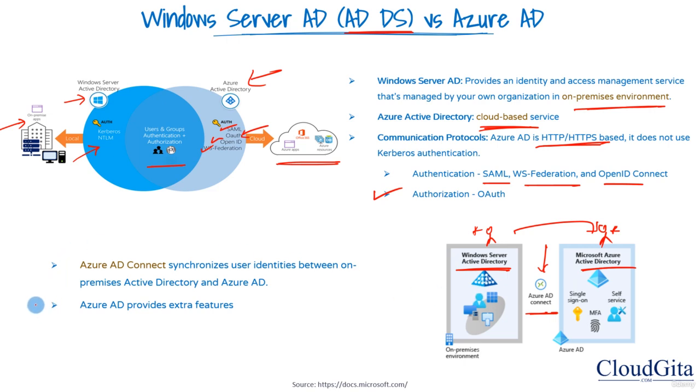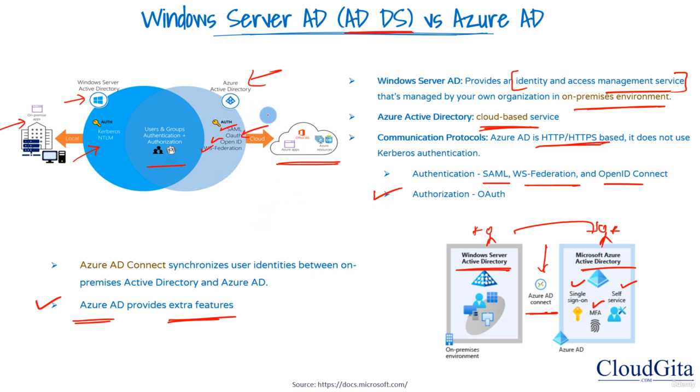Now, in addition to that, Azure Active Directory has some extra features. For example, single sign-on, self-service password reset, or multi-factor authentication. We are going to discuss most of these in upcoming lessons, but the point I'm trying to make here is, even though both of these services do the same thing, they provide identity and access management, still Azure Active Directory can do much more than Windows Active Directory. And behind the scenes, it uses different protocols. And there are a few other differences also.